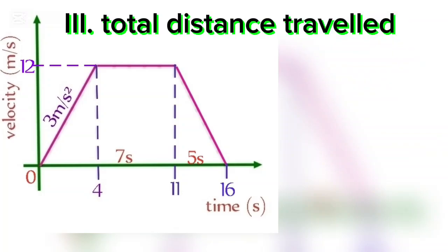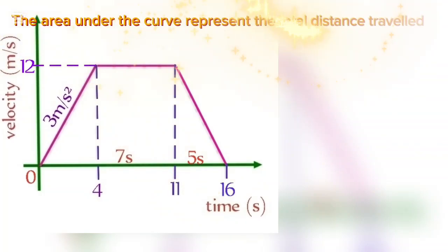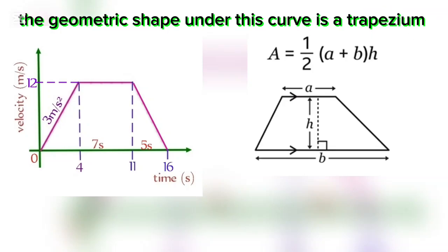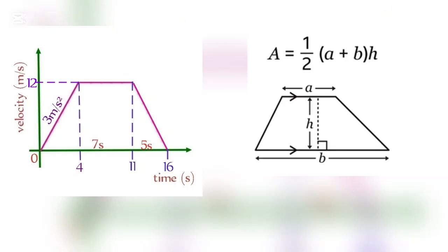3. Total distance traveled. The area under the curve represents the total distance traveled. The geometric shape under this curve is a trapezium. The area of a trapezium is half (a plus b) times h, where a and b are the parallel sides of the trapezium, and h is the height of the trapezium.